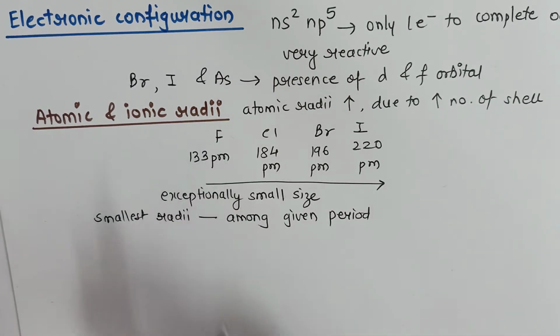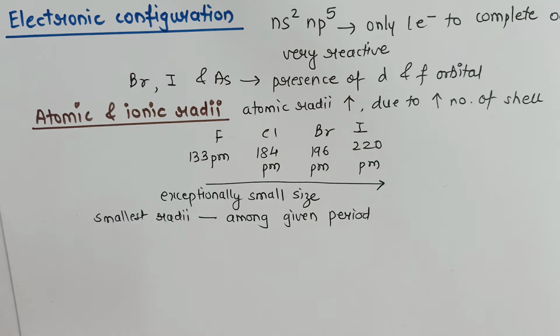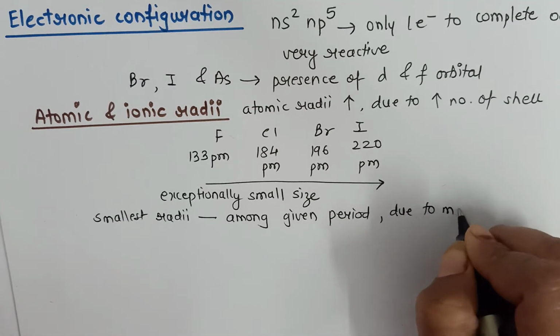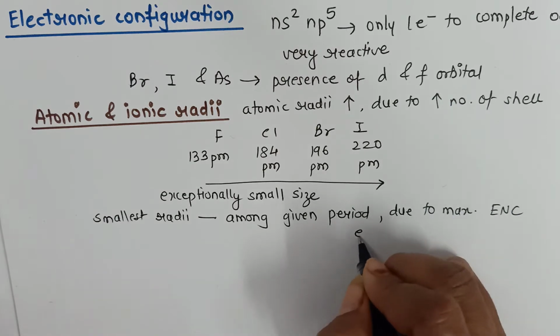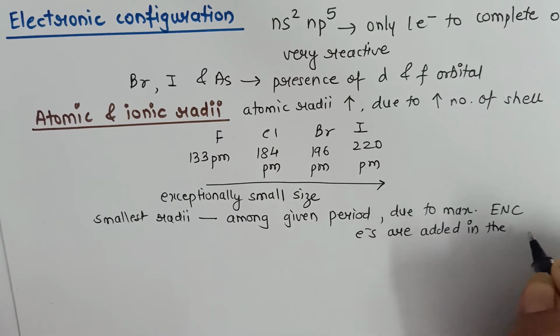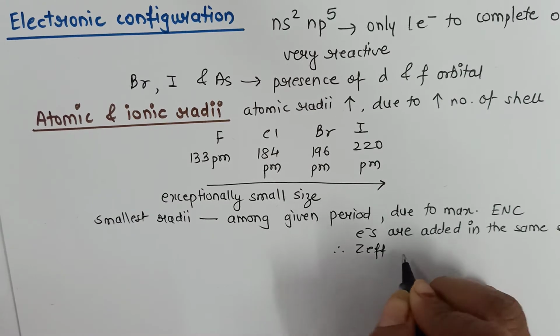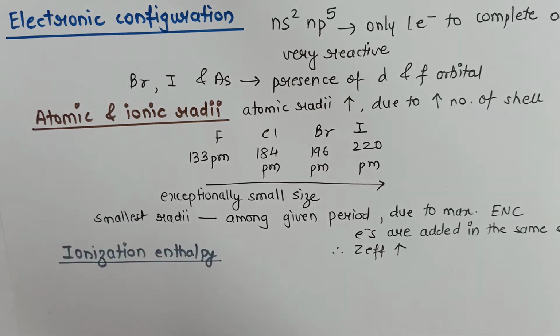For example, fluorine will be the smallest element of the second period, and chlorine will be the smallest element of the third period. So all the halogens have the smallest atomic radii in their respective period. It is due to the maximum effective nuclear charge in them. Effective nuclear charge increases, but the electrons are added in the same shell. Therefore Z effective increases, and as a result halogens become smallest in their respective period.